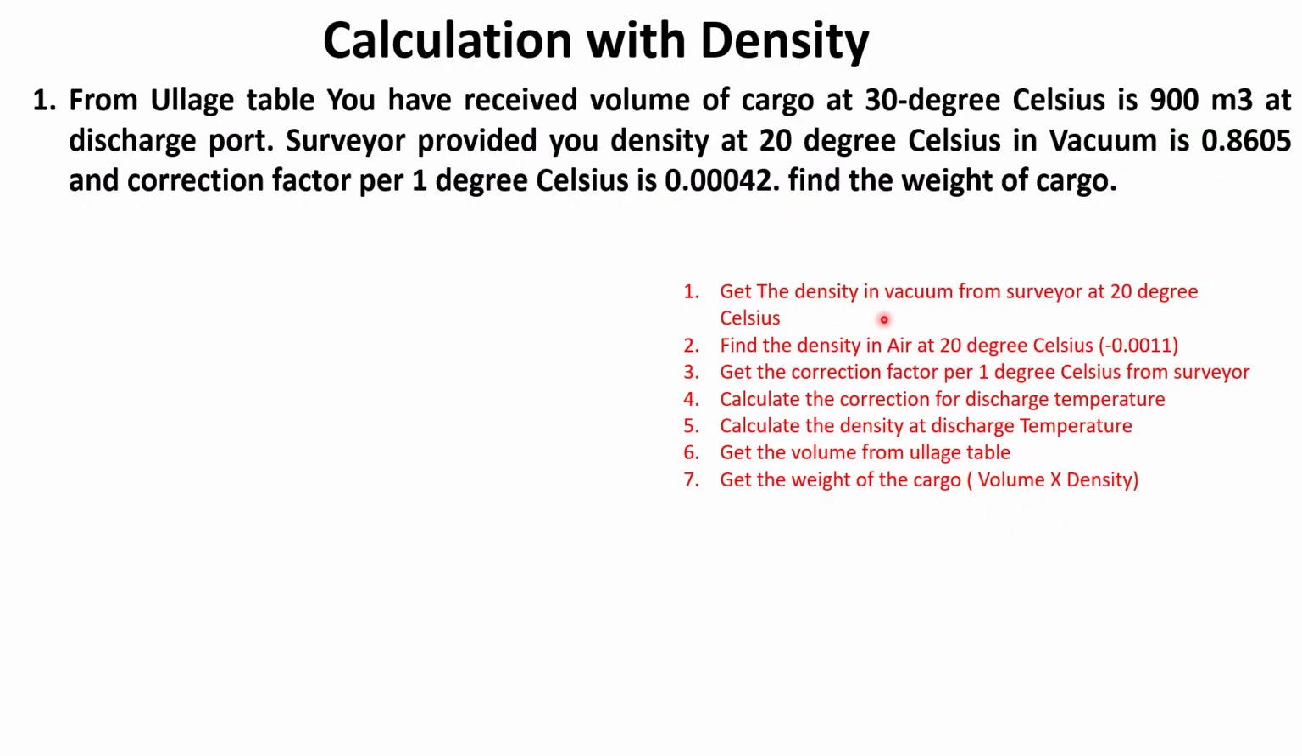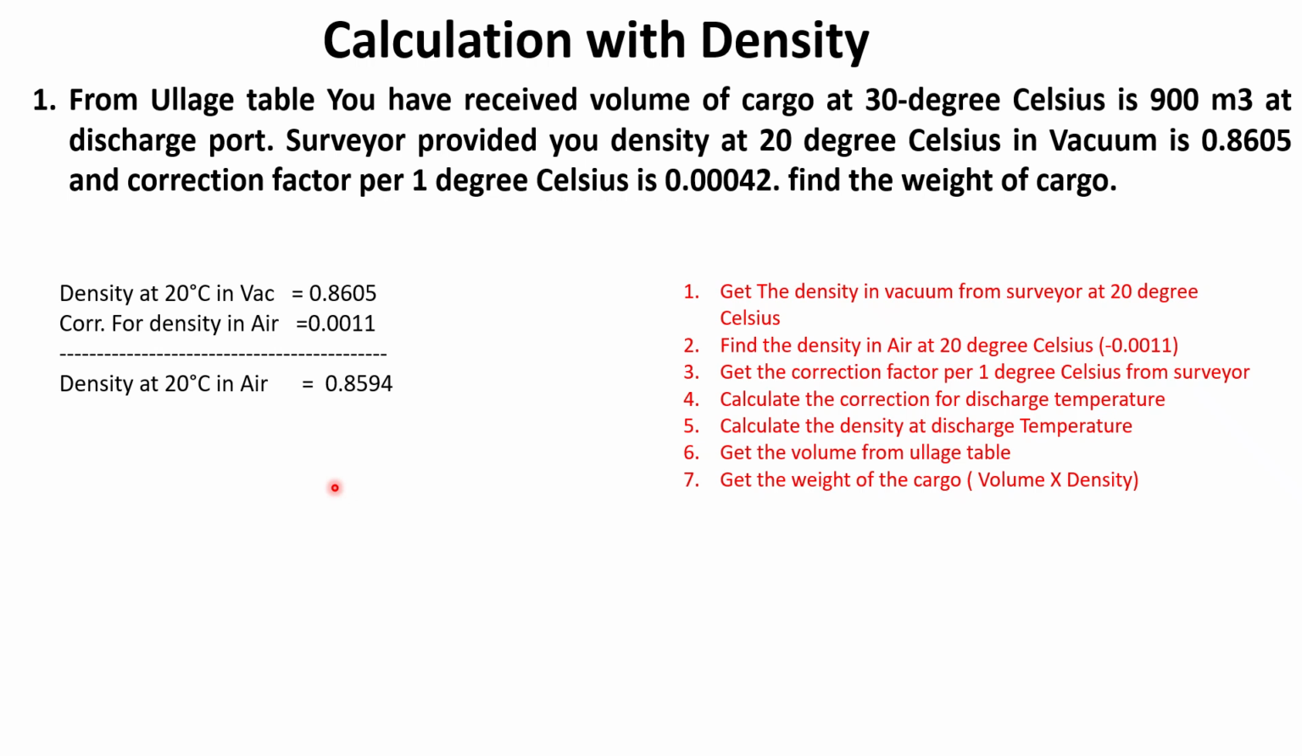How do you do it? Obviously, here we just keep the pro forma of how you do it. I have given the 7 steps over here, and let's do them one by one. We have the density at 20 degrees Celsius in vacuum as 0.8605. What you need to do is subtract that correction 0.0011 from the density in vacuum, and you get the density in air, right?